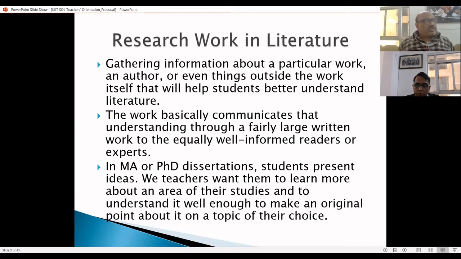In MA and PhD dissertations, students have to present ideas, and through that idea, they have to make an original point on the topic of their selection, on the topic of their choice. So basically that understanding which dissertation writers convey through their dissertation to their peers or to experts, at the center of that understanding is their own original idea, which they have hit upon and which they will try to establish through their work.